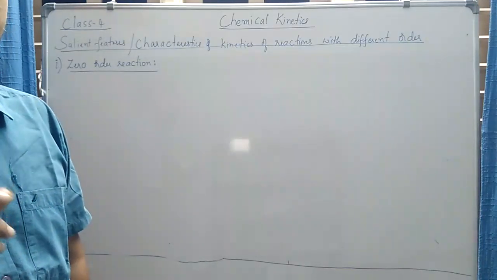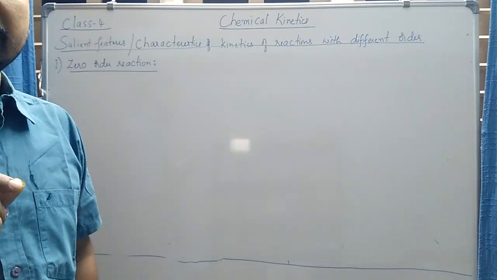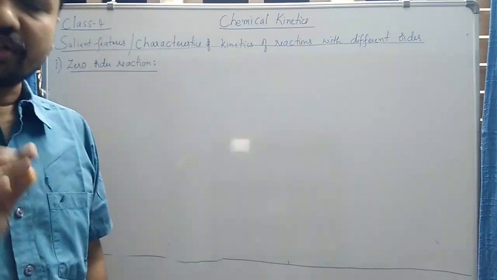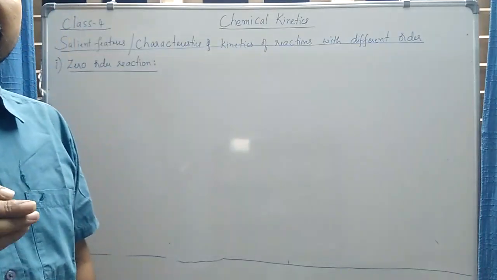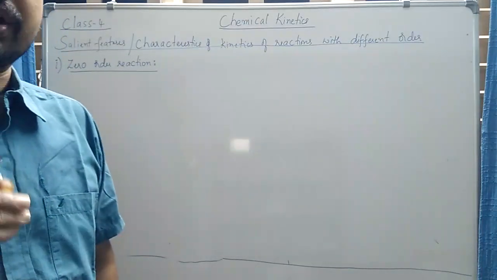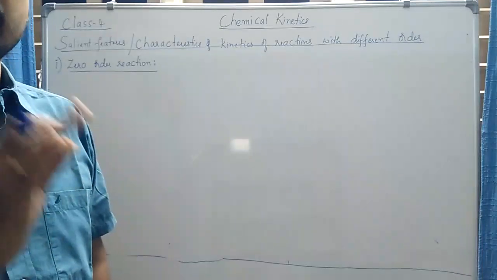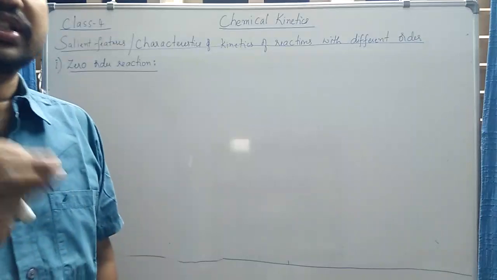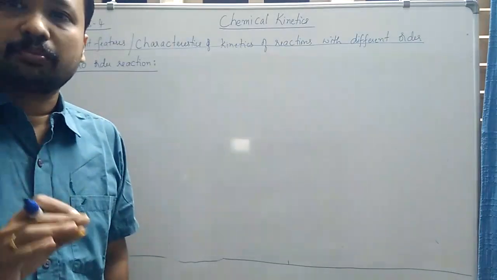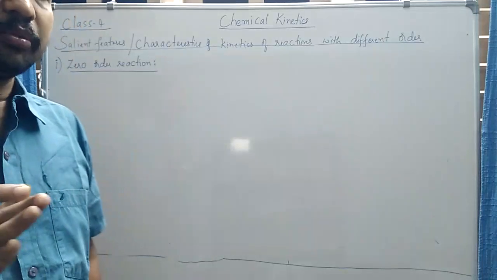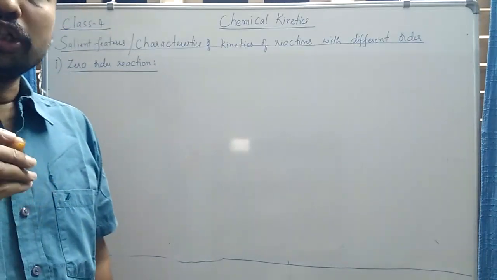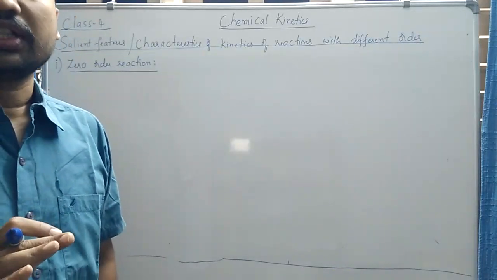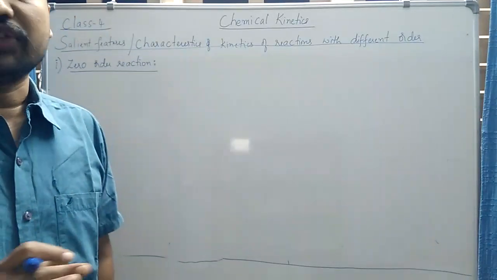Remember, most of the reactions are not very simple. That is, they do not occur in a single step. When reactions do not occur in a single step, we have to consider the kinetics of each and every step occurring in that reaction, and the overall rate of the reaction is decided by the rate of the slowest step, which is also called the rate determining step, and the number of molecules of the reactant involved in that rate determining step is used to calculate what is called the order of the reaction.